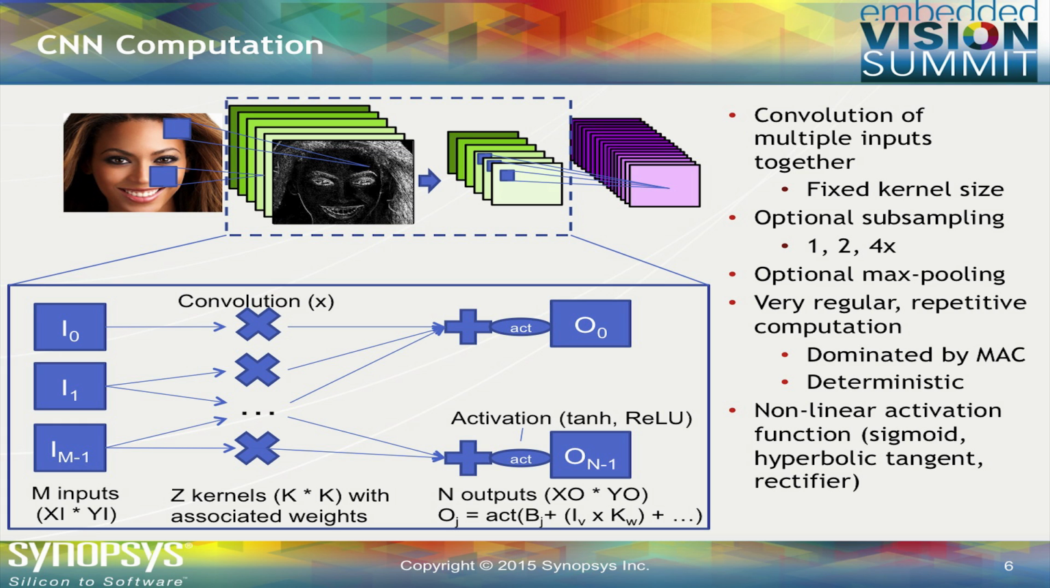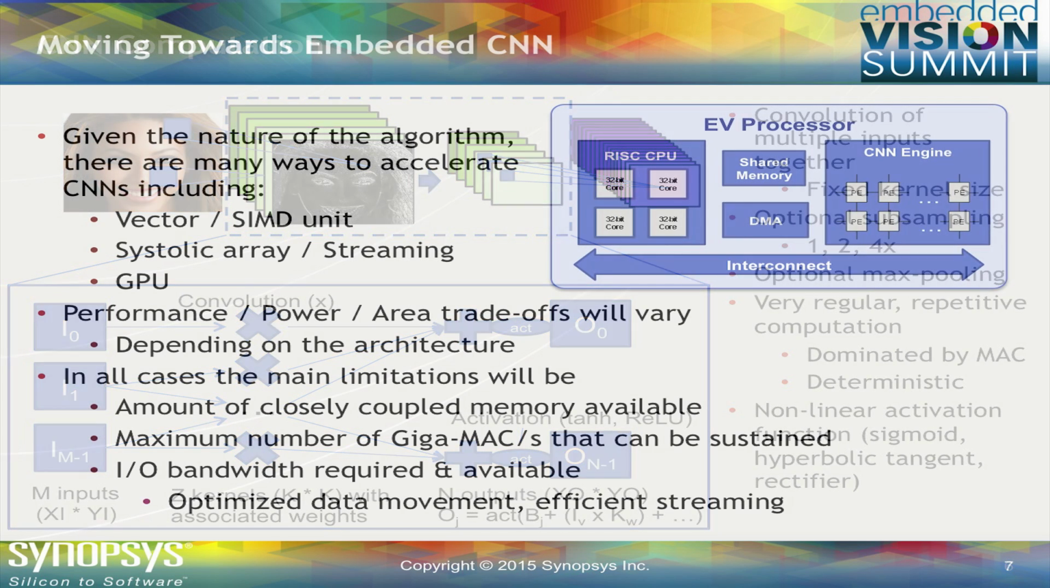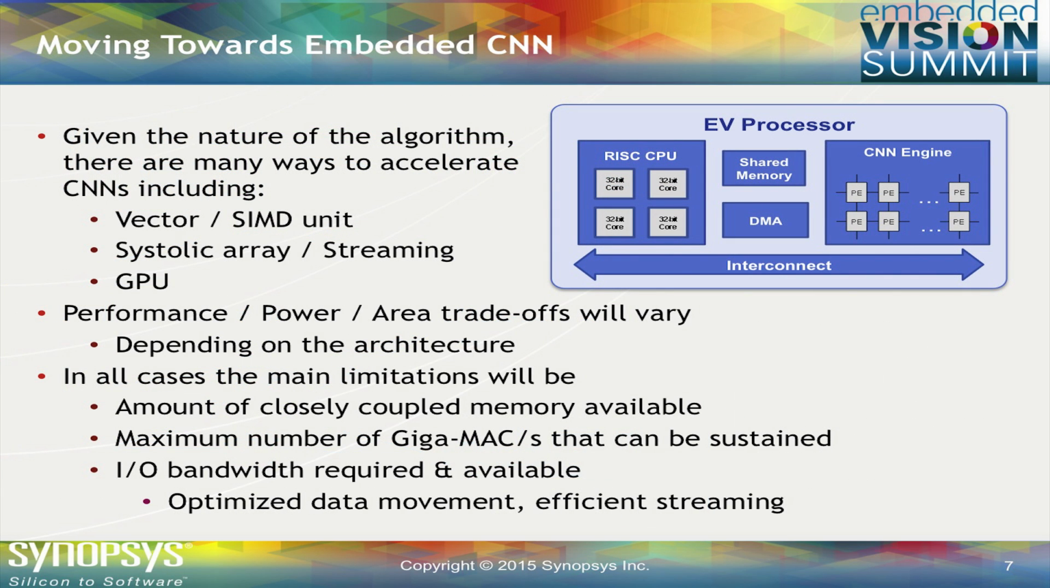And these activation functions can be things like hyperbolic tangent, or more recently, a simple rectifier that gives a max between 0 and your accumulated value. So this is the compute pattern that is repeated over and over again, millions of times throughout your application.